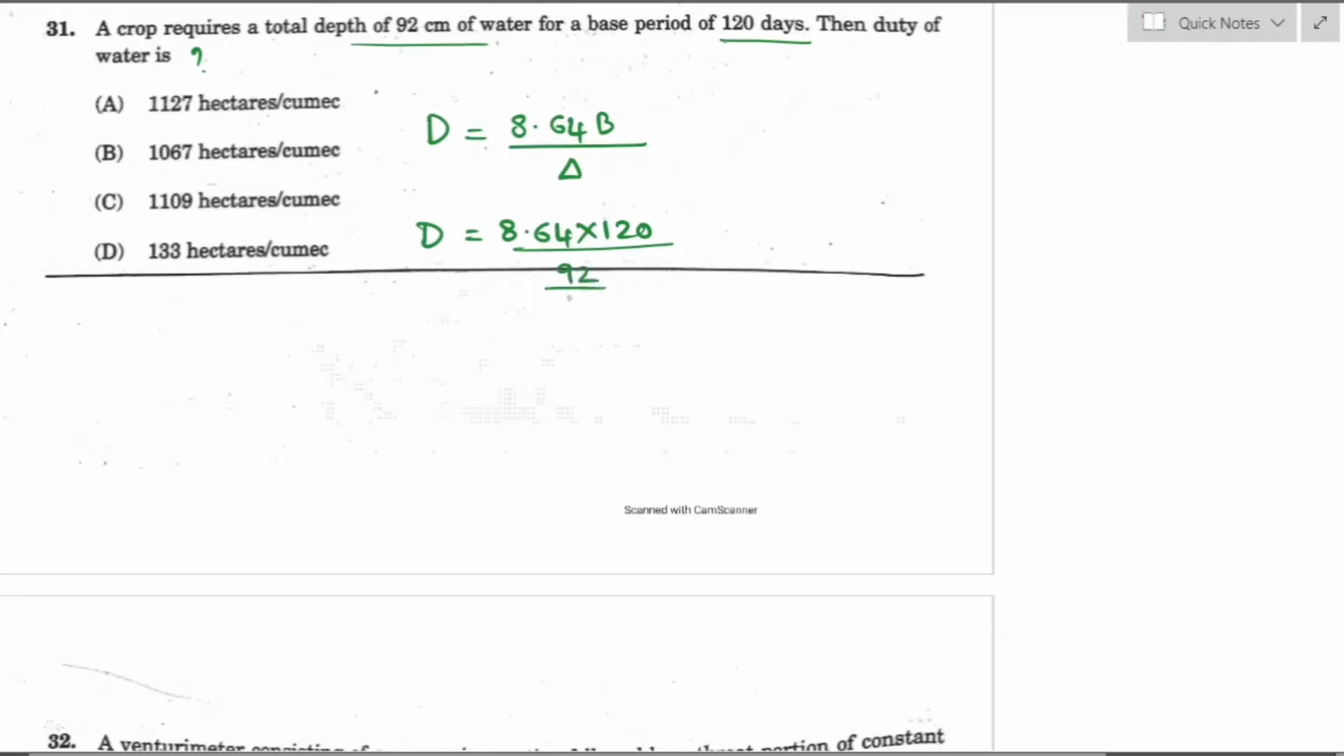So let us calculate it in terms of meter. So 92 divided by 100. On solving this, the duty of the crop will be 1126.95 hectares per cumec. So option A is the right answer.